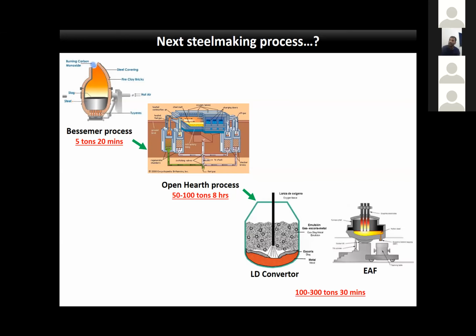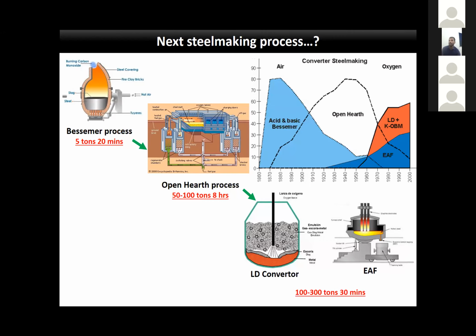And parallelly, there is another process called electric arc furnace, which can produce 100 to 300 ton of melt in less than 30 minutes. So this is the evolution. The process evolved, and you can see that there is a reduction in the time and an increase in the capacity. All these things are visually represented here.